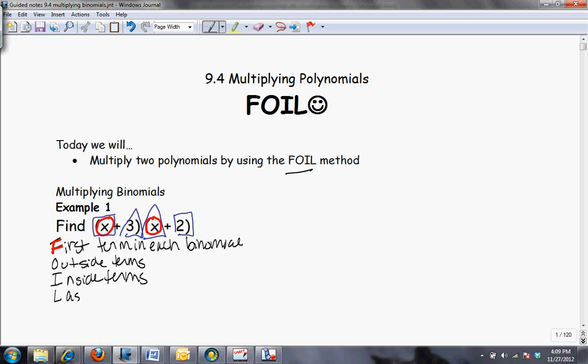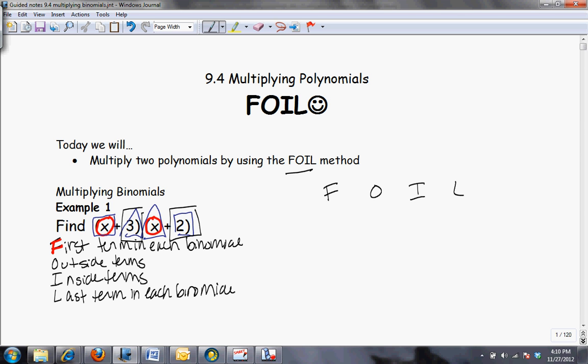And then finally, we have our last. This is the last term in each binomial. So my last term here and my last term here. So first, outside, inside, last. Now let's see how that actually works out when we want to solve it.